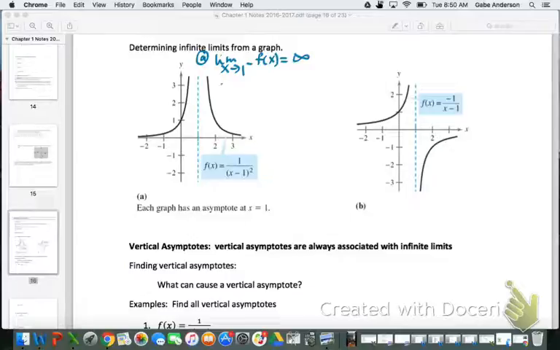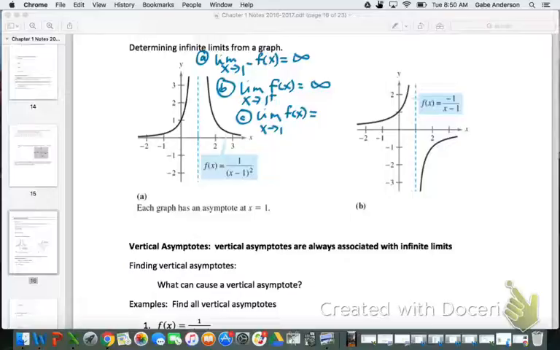Question B. What if I said limit as x goes to 1 from the right of f of x? Again, looking at the graph on the left side. What would you say to that one? From the right, it would be infinity again. Yeah, good. And then finally I could ask the other question: limit as x goes to 1 without any directional stuff. What would you say there?